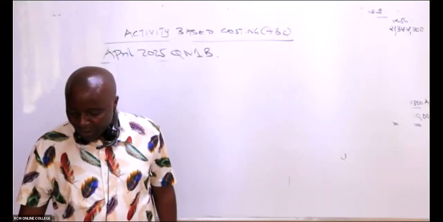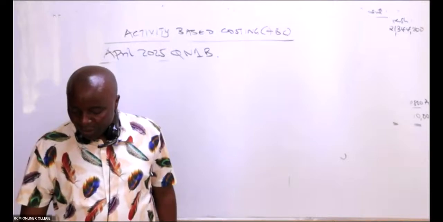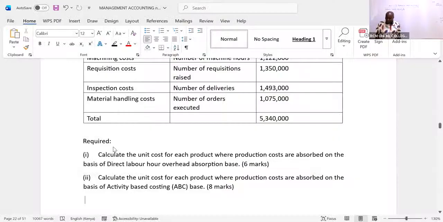So now they want us, ladies and gentlemen, to go and tackle Roman 2. In Roman 2, they want us to calculate the unit cost for each product, where production costs are absorbed on the basis of ABC, activity-based costing. The first thing I will do there is to look at cost drivers.